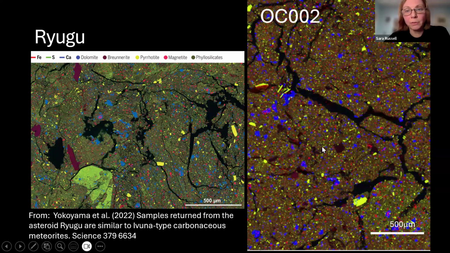On the right, I've redrafted our OC002 Uchibika 002 element map to have the same color scheme. So it also has red is iron, green is sulfur, blue is calcium. I haven't got the color balance exactly the same, but you can see the remarkable similarity in texture. They both have these lath-like greeny yellow things, which are the sulfides. They both have the bright yellow sparkles, which must be magnetite, and they both have the blue carbonate. So they're really incredibly similar.